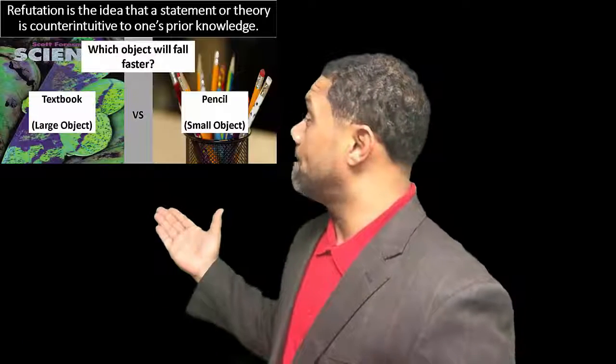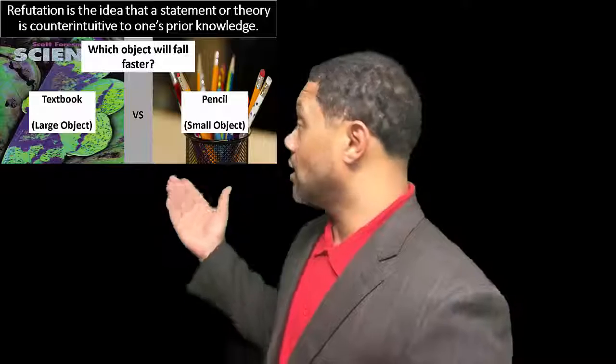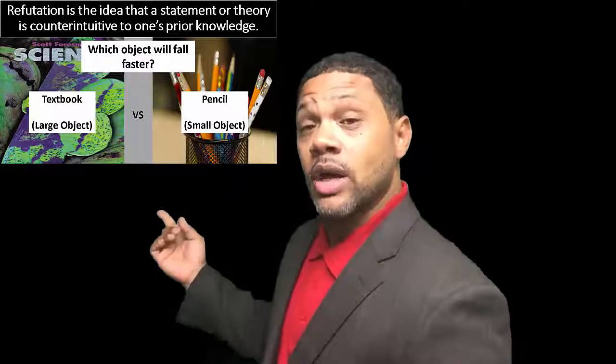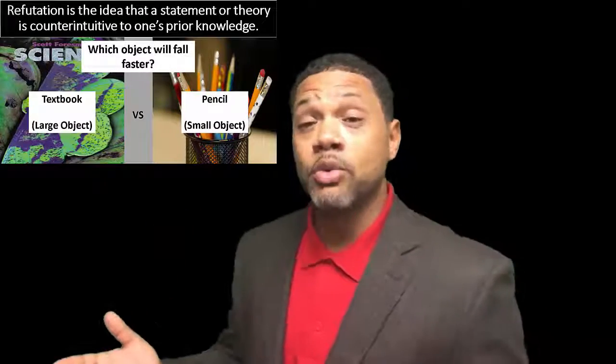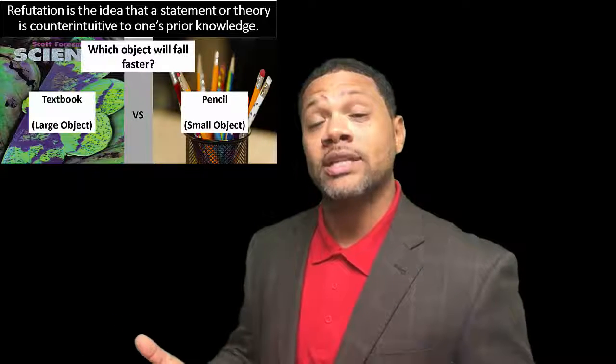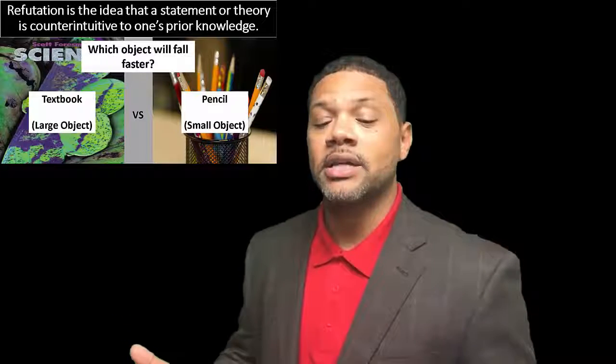The last thing I want to talk about is refutation. Refutation is defined as an action of proving a statement or theory to be wrong or false. It deals with misconceptions and information that is counterintuitive to a learner's prior knowledge. In science, we're learning about matter and gravity. And as you can see in this example, the big misconception with gravity is that larger objects fall faster than smaller objects. We know that it's proven that all objects fall at the same rate, regardless of their size.